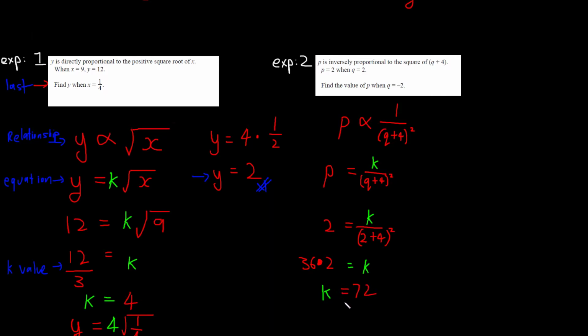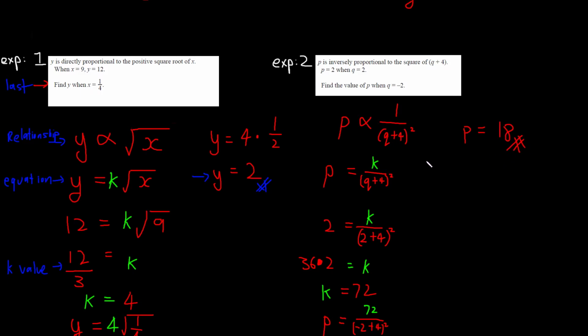From here that we found our k value, we have to substitute this k value into the last part where they ask you to find the value of p when q equals to -2. So now rewrite everything. Value of p is equals to k 72 over -2 plus 4 square, right? Now from here we need to solve for p. -2 plus 4 is 2 square, that is also 4. 72 divided by 4, p is equals to 18. And this would be our last answer.